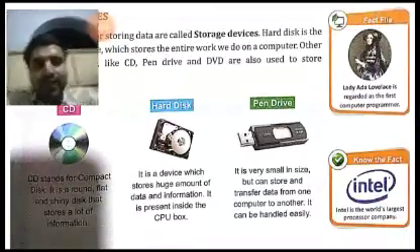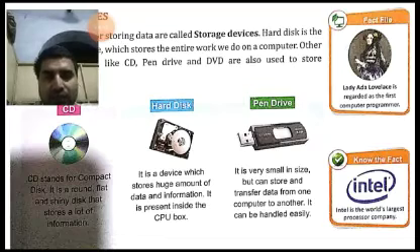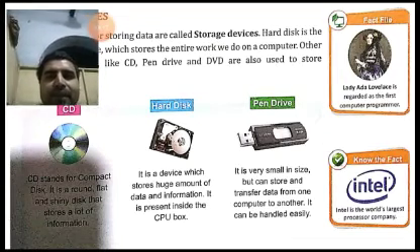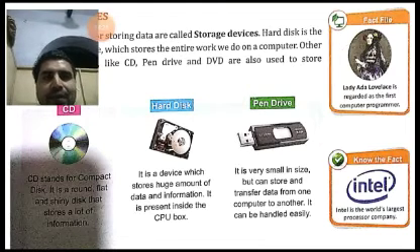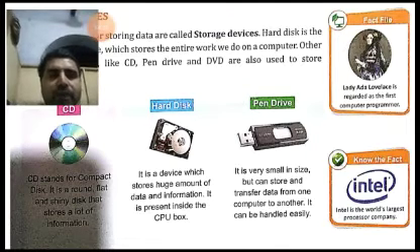Here you can see some storage devices. What is a CD? CD stands for compact disc. It is a round, flat, and shiny disc that stores a lot of information. The CD is round in shape, it is flat, and it is shiny.